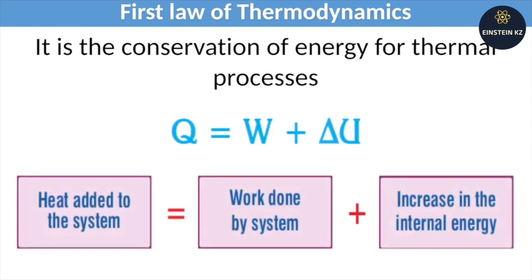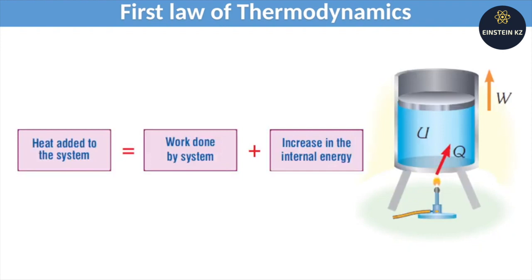Q is heat added to the system, W is work done by the system, and delta U is the change in internal energy of the gas. This is the simplest illustration of this process. Here the candle is giving heat to the system in order to push this piston up. When the piston moves up, it is the work done by the system. And here also the internal energy of the gas is increasing, because the temperature of the gas is increasing.